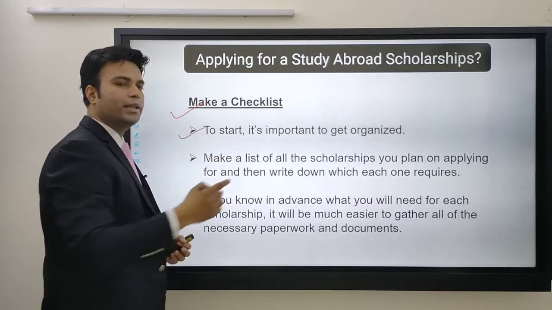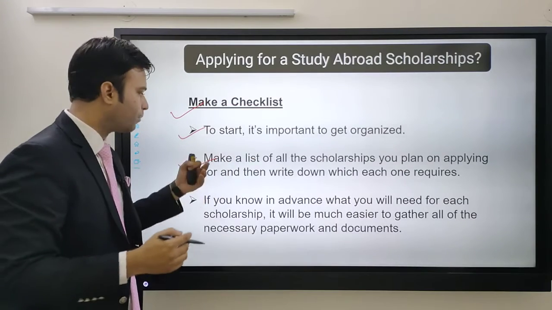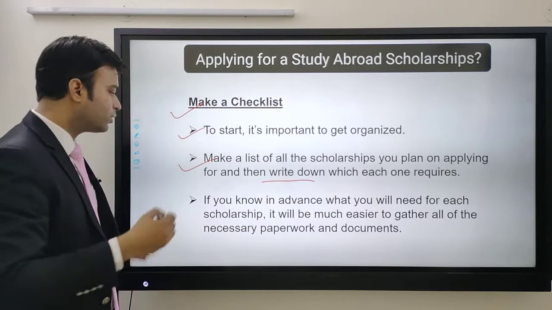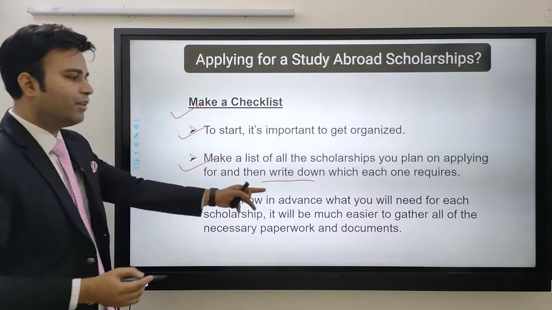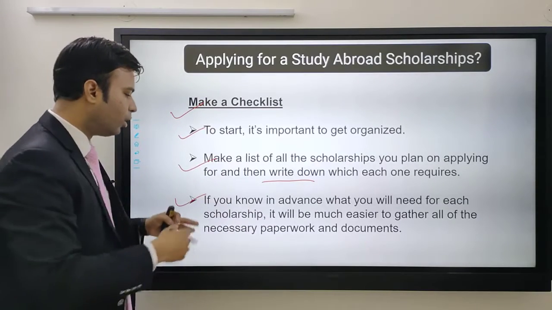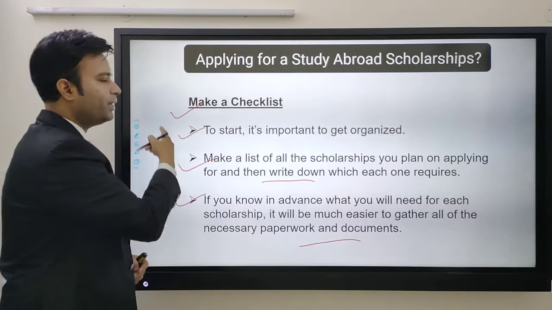One, the most important thing is to make a checklist. To start, it's important to get organized. Make a list of all the scholarships that you plan on applying for and then write down which one requires what. If you know in advance what you will need for each scholarship, it will be much easier to gather all the necessary paperwork and documents. So this is important. Make a checklist.